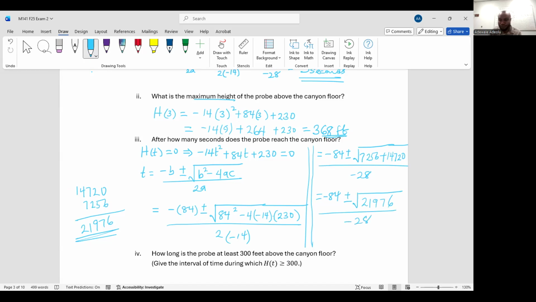Anyway, if you stop here, I don't expect you to stop here. Actually, you should be able to analyze what we have. Look at these folks. There is a negative here. There is a negative here. Whatever this value is giving, I will have minus 84 minus whatever that is, and dividing by negative 28. So my answer will be positive.